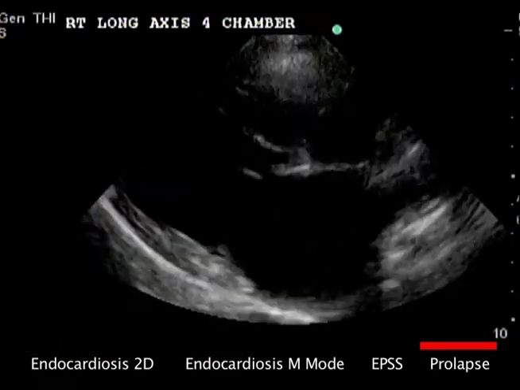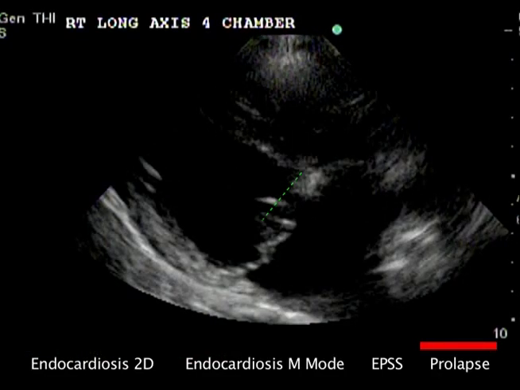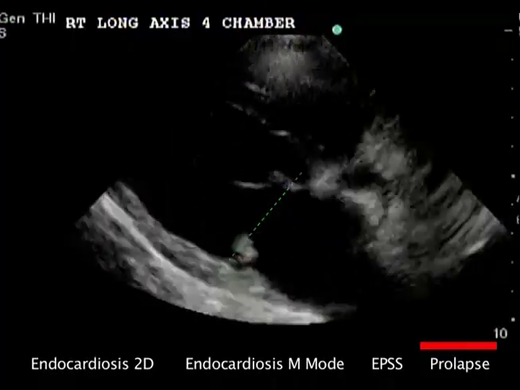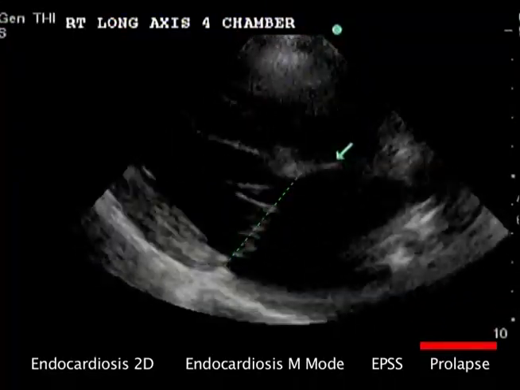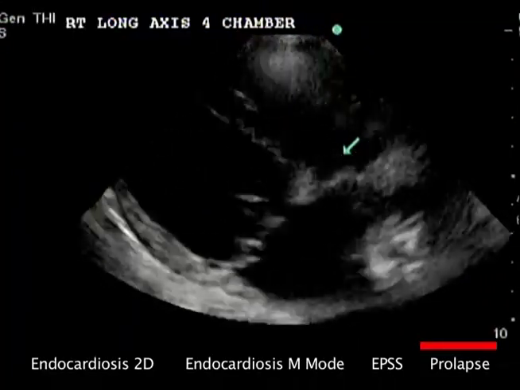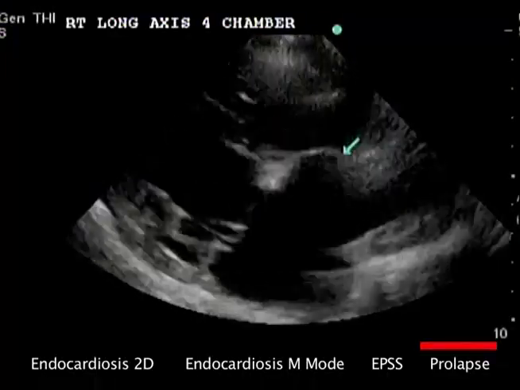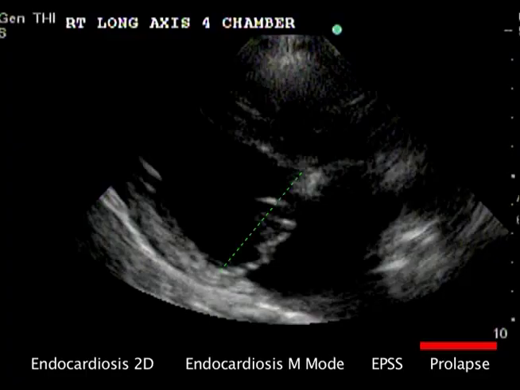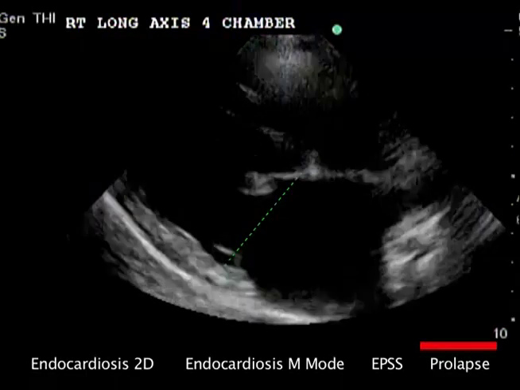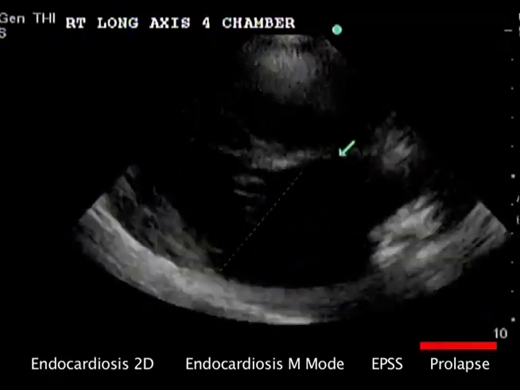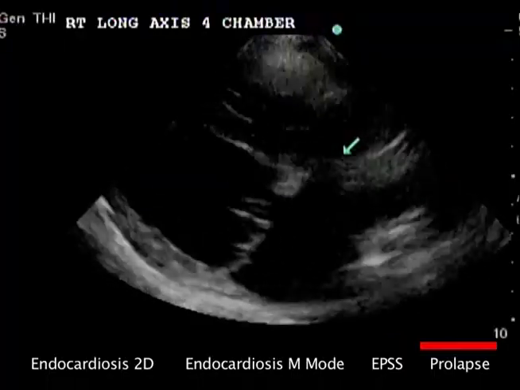Prolapse of the mitral valve leaflets is caused by stretching or partial rupture of chordae tendineae. This results in a ballooning of the mitral leaflets into the left atrium during left ventricular systole. Mild prolapse is best seen in the right side long axis four-chamber view. Prolapse can be described as mild, moderate, or severe, and generally corresponds to left atrial size.